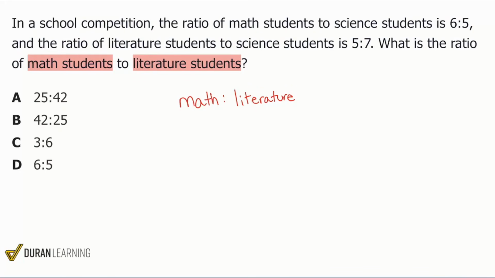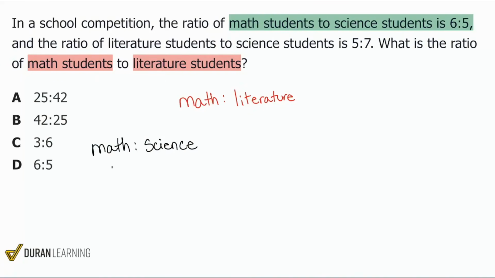Let's just use black and I'll highlight that right there. So I'll just say again, math to science, that's going to be 6-5. Perfect. And then in the next sentence, it says, or at the other half of the sentence, it says, and the ratio of literature students to science students is 5-7. Okay, sounds good. You got to make sure, very, very sure, that you read these properly. So let me highlight this again. Ratio of literature to science, 5-7.